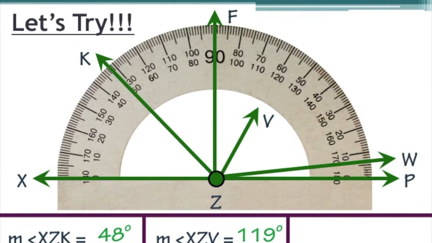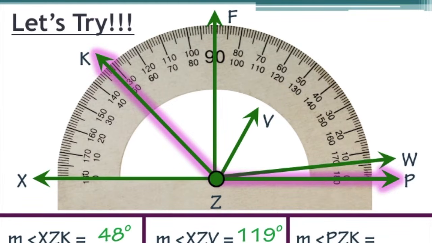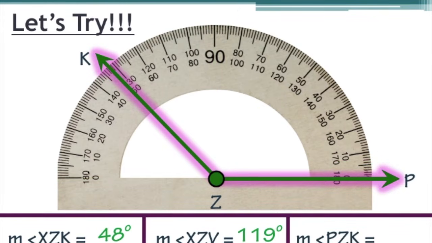And one more. What's the measure of angle PZK? Well, which angle is PZK? That's this angle starting here. Starting from P to Z, then to K. And all these other angles don't even matter. So what's the measure of PZK? Do we use the inside numbers or the outside numbers?